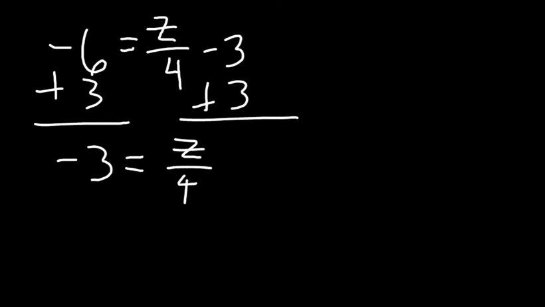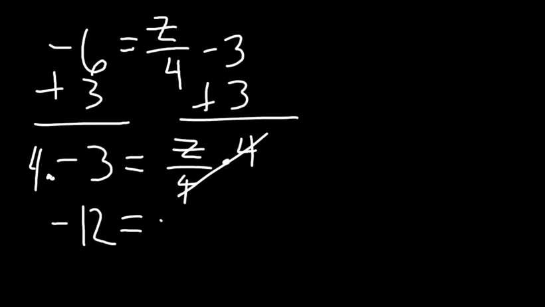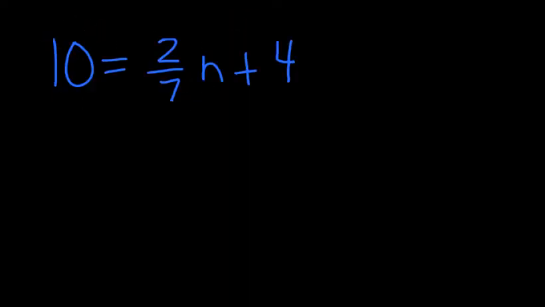Okay, those two things are dividing, so we're going to do the opposite. The opposite is multiply, so times 4 to both sides. Times 4. Okay. 4 times negative 3 is negative 12. That's going to cancel. That leaves z. Z is negative 12. Let's check it. Negative 12 divided by 4 is negative 3. Negative 3 minus 3 is negative 6. It checks.